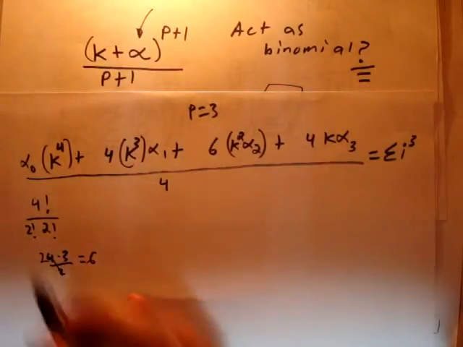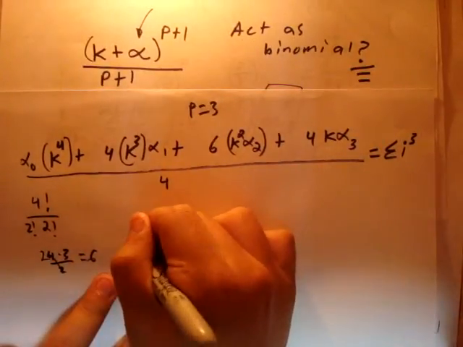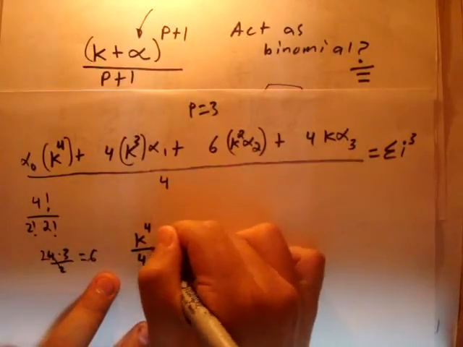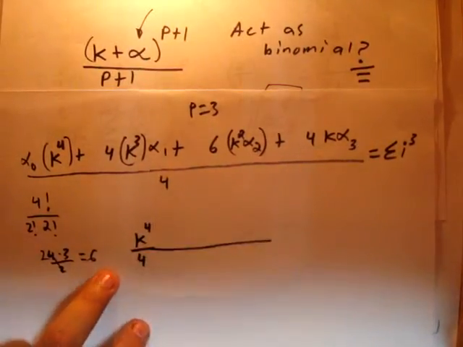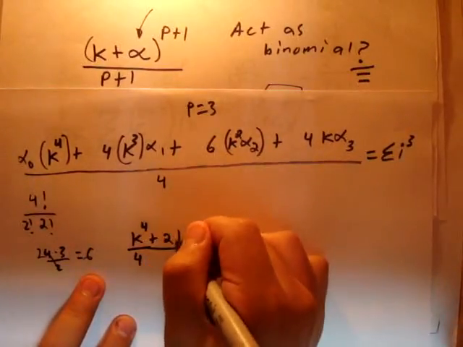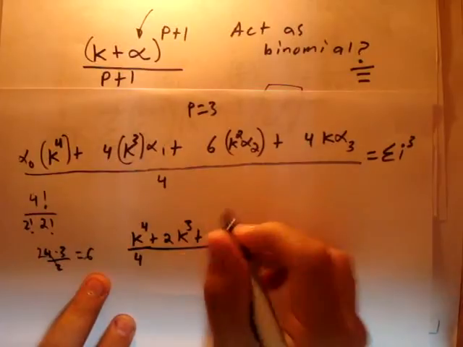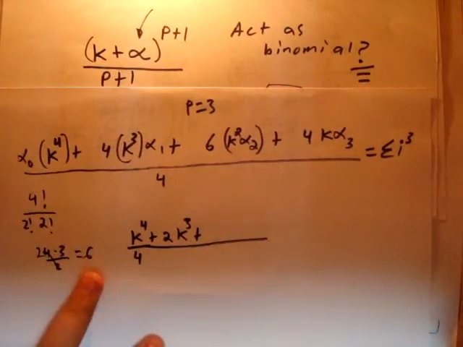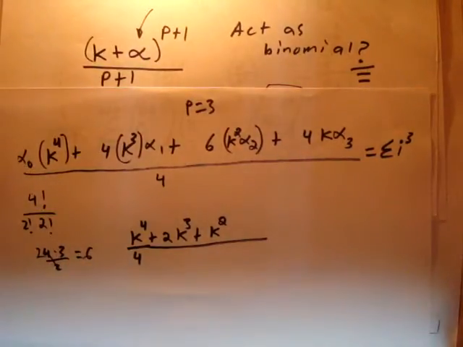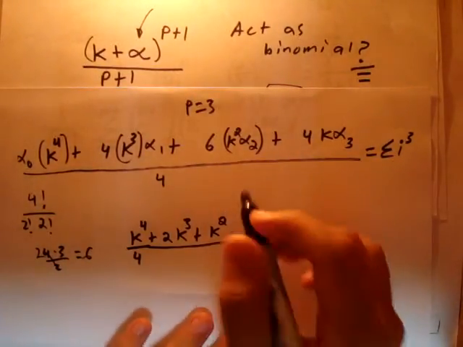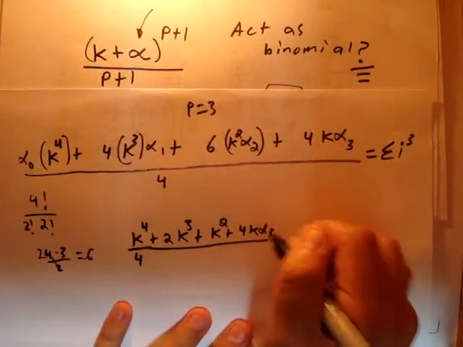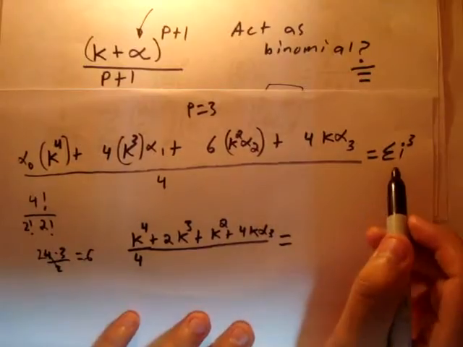So alpha naught was known to be 1. 1 times k fourth is k fourth divided by 4. Here alpha 1 was known as half. So half times 4 is 2, plus 2k cubed. Here alpha 2 is known as 1 over 6, which is just k squared. And we don't know what the fourth Bernoulli number is. So we're going to write 4k alpha 3, and we're going to use the same idea.